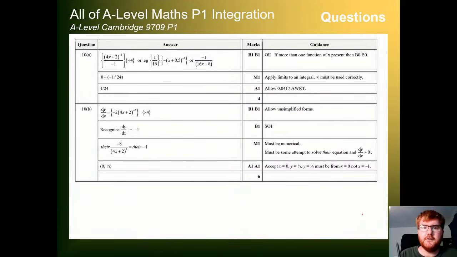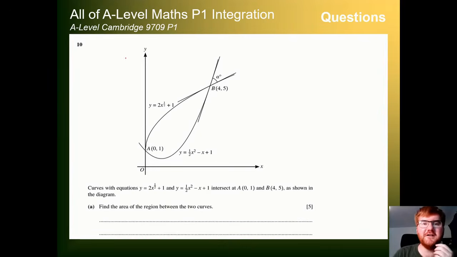Okay, so you can have a look through the mark scheme and you can see where we pick up those B, M and A marks on this question. Okay, and on to another tough question.